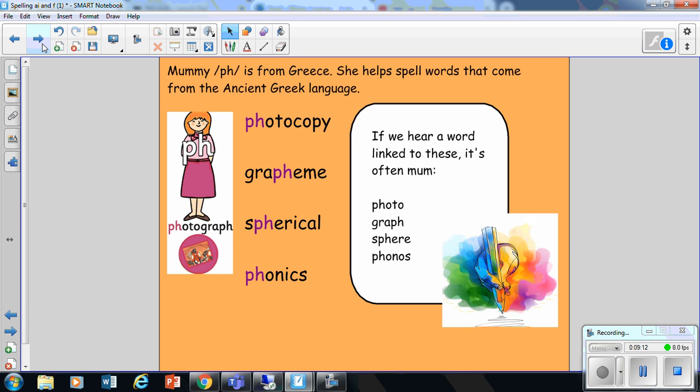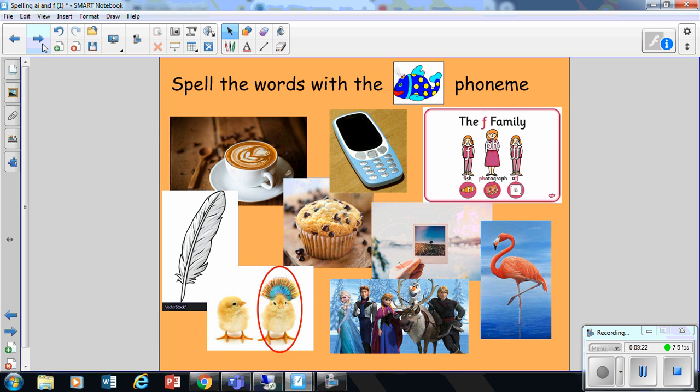So, Mummy uses P and H. You've got the two sisters using the different letters as well. Okay. What I would like you to do, which is your independent activity now, you are going to look at the pictures, and then you are going to write the words with the phoneme. Okay, think carefully about which member of the family you are going to use. Is it the big sister? Is it the little sister, the twin? Or is it the mummy?